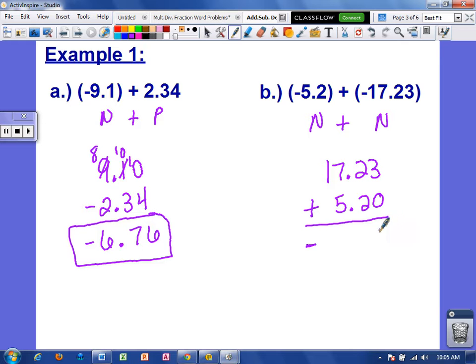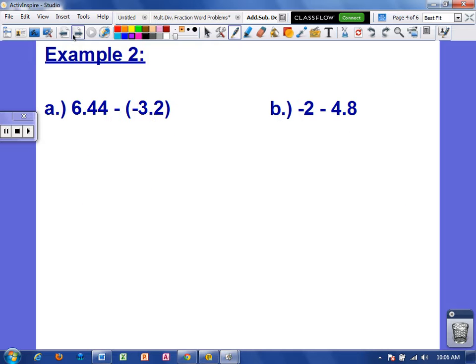So 3 plus 0 is 3. 2 plus 2 is 4. Bring down the decimal. 7 plus 5 is 12. And 1 plus 1 is 2. So our answer is negative 22.43. All right, let's look at some subtraction examples.